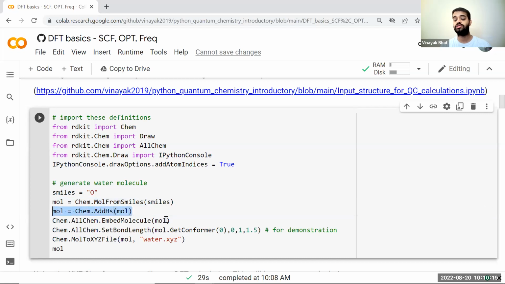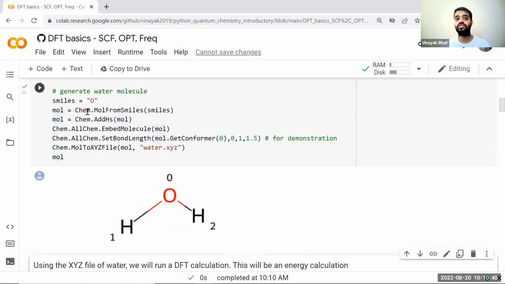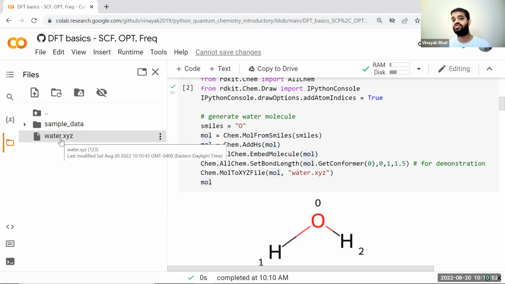So we add hydrogens. And at this point, there'll be just 2D coordinates. We need 3D coordinates, so this makes it 3D coordinates. And over here, what I'm doing is I'm making one of the bonds longer so that we know whether it's optimized or not. We can look at the geometry and see what it looks like. And then we finally save the molecule as an XYZ file. And once I run this cell, you'll see that we have generated a molecule. And if you click on this files icon, you will see that a water XYZ is generated.